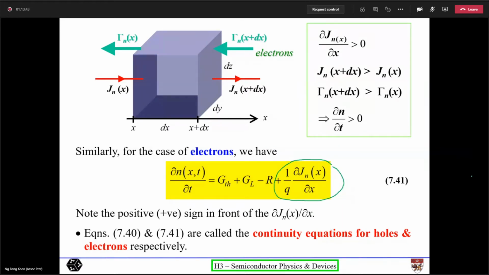All right. In terms of the derivation for the electron part, again, I'm going to leave it to you to work it out on your own. If you follow the discussion for the hole continuity equation, and follow the same approach, you should be able to also derive the contribution due to current in the case of electrons.